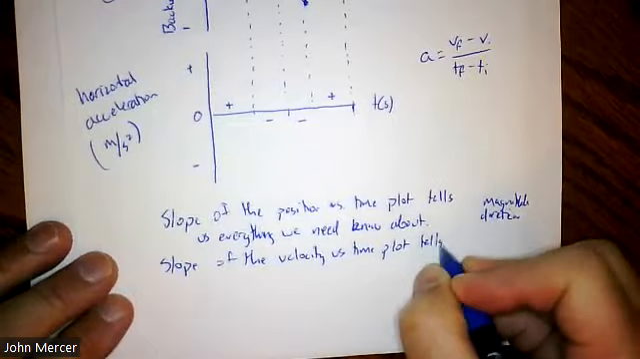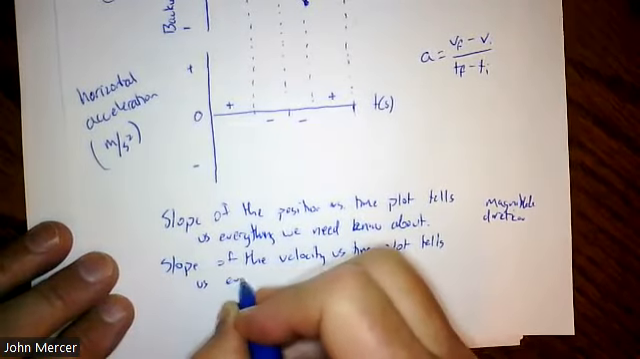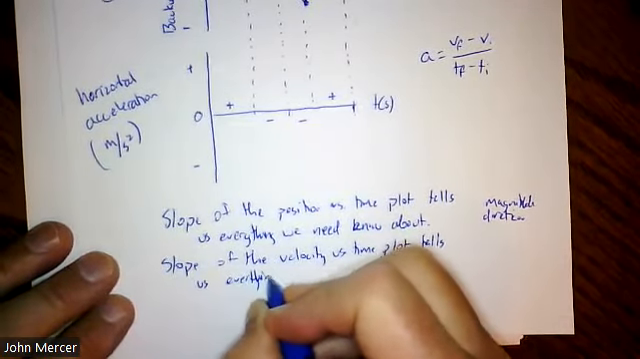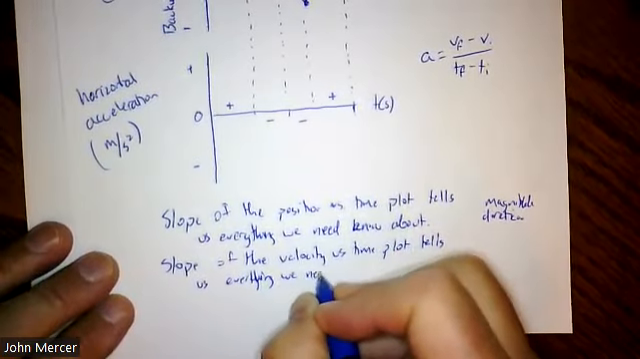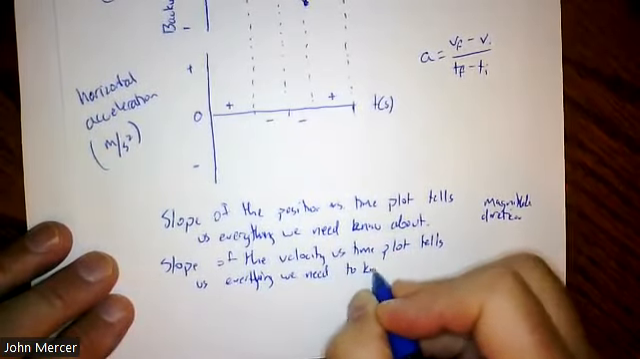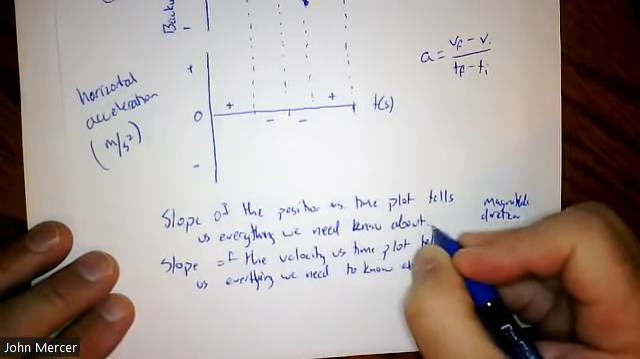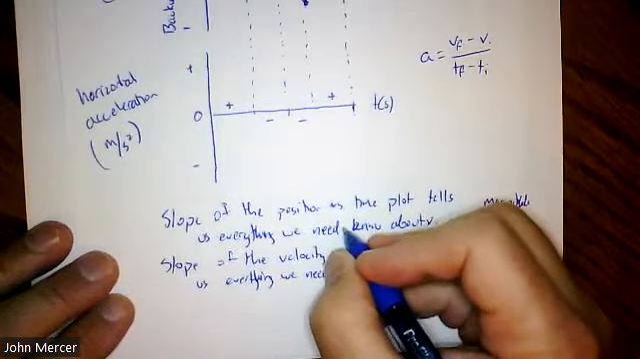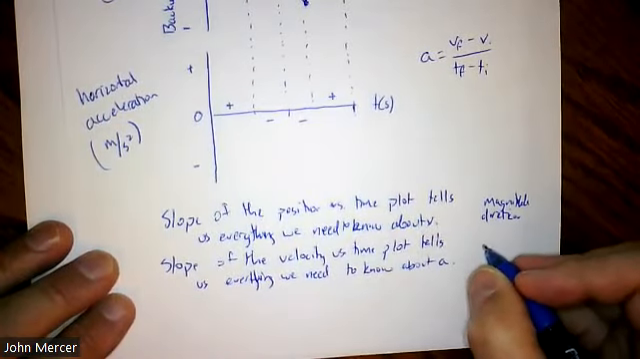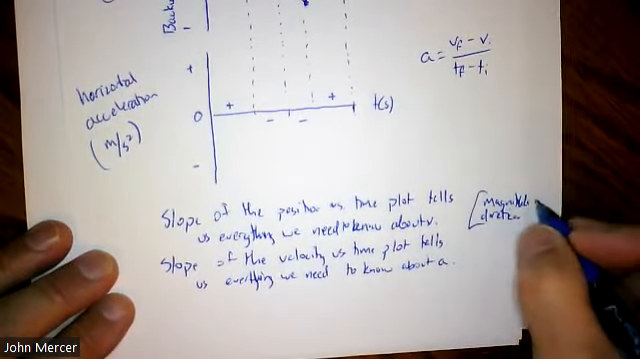tells us everything we need to know about acceleration. Oh, I should put V. Need to know about V. And what is that? Everything? It's magnitude and direction.